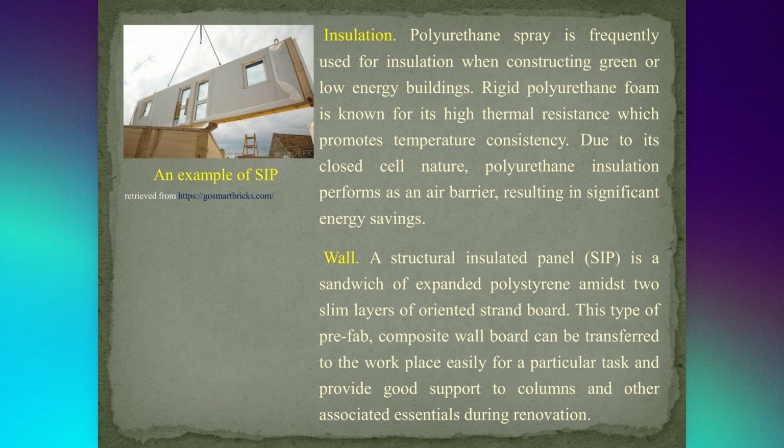Wall. A structural insulated panel (SIP) is a sandwich of expanded polystyrene amidst two slim layers of oriented strand board. This type of prefab composite wall board can be transferred to the workplace easily for a particular task and provide good support to columns and other associated essentials during renovation.